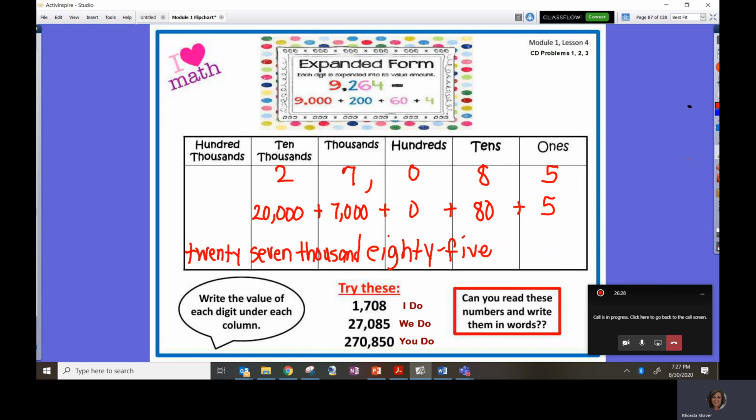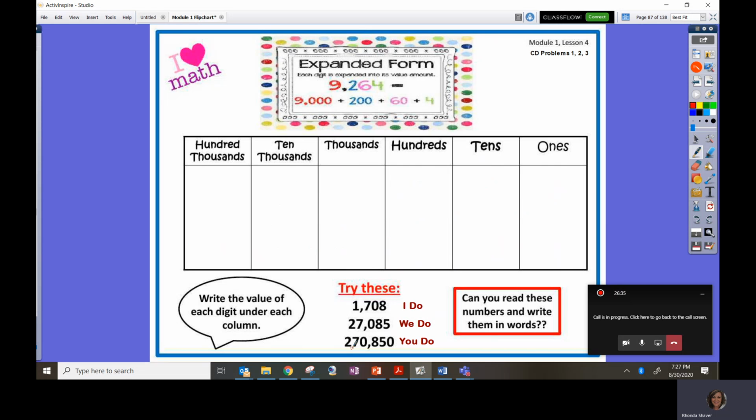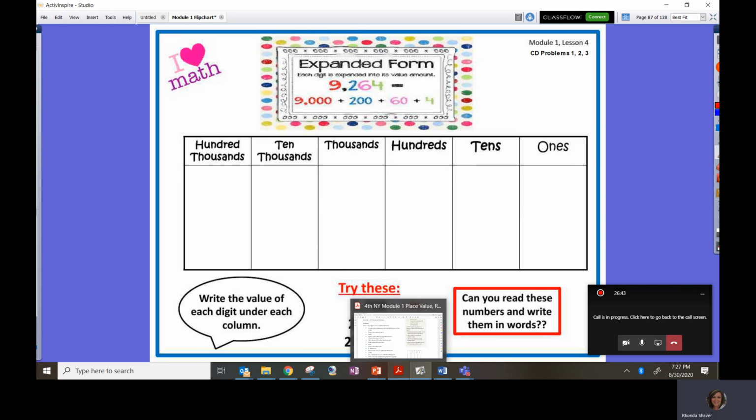Now, this next one, you are going to work on your own. This one is the 270,850. So I'm going to pause the video and let you go ahead and begin working with that.